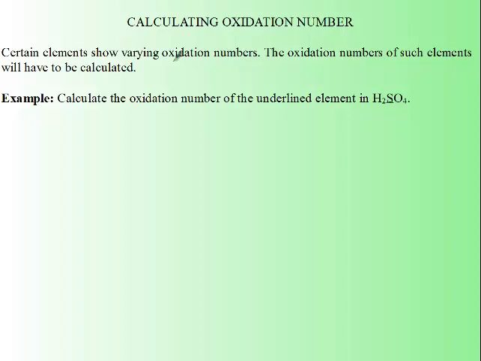Okay, so here it says calculate the oxidation number of the underlined element in H2SO4. So here the underlined element is S. Now we know the oxidation number of hydrogen. Hydrogen is equal to +1. How many atoms of hydrogen are there? There are 2 atoms of hydrogen. So times 2 is going to give us +2. That is the oxidation number of hydrogen.